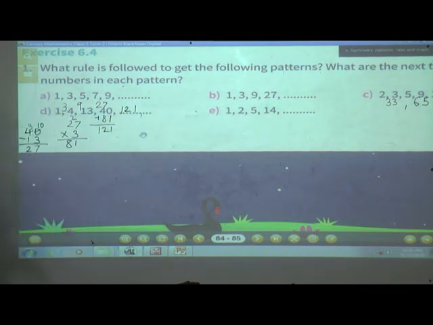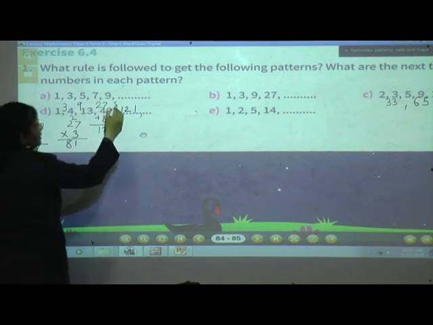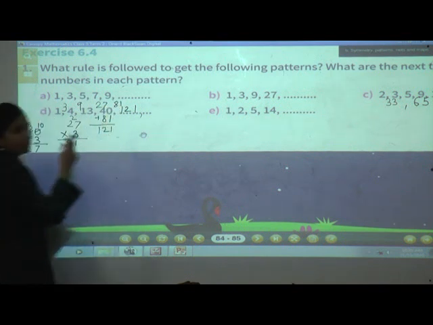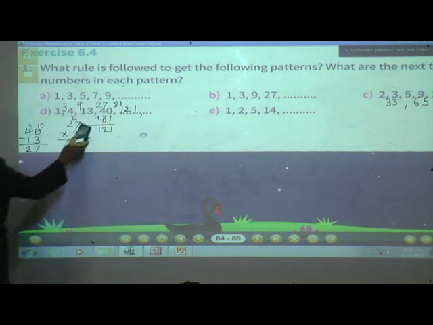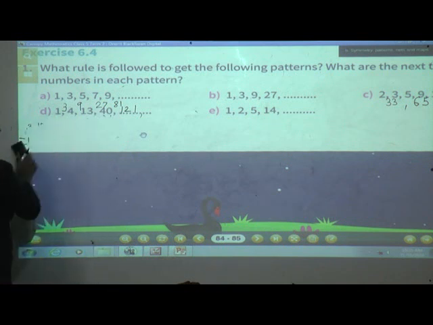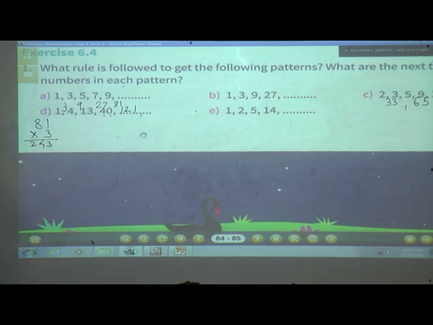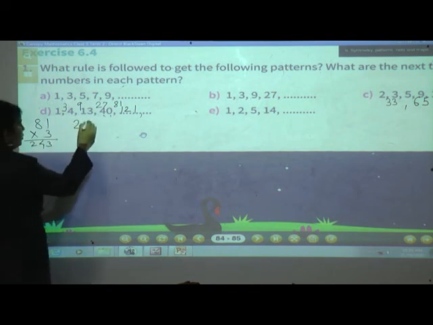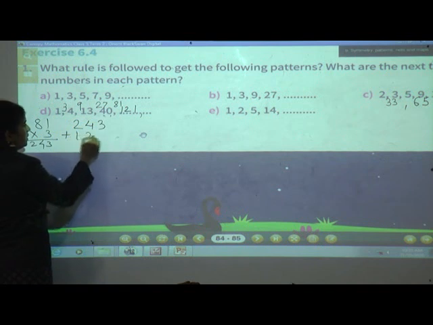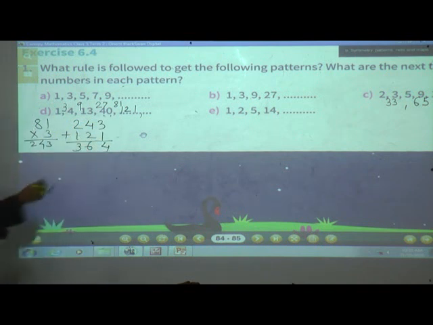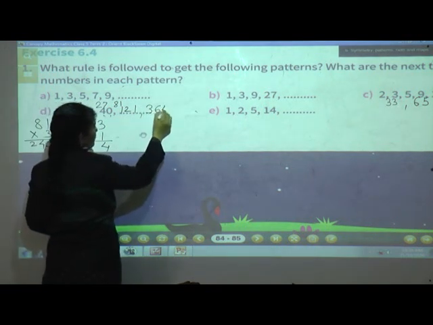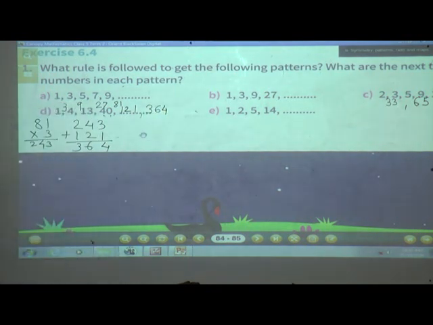Okay. Now here is the 81. So multiply again 81 by 3. Here 81 by 3, 243. Now add this 243 into 121. So the addition, 364. So here is the answer. Now next pattern.